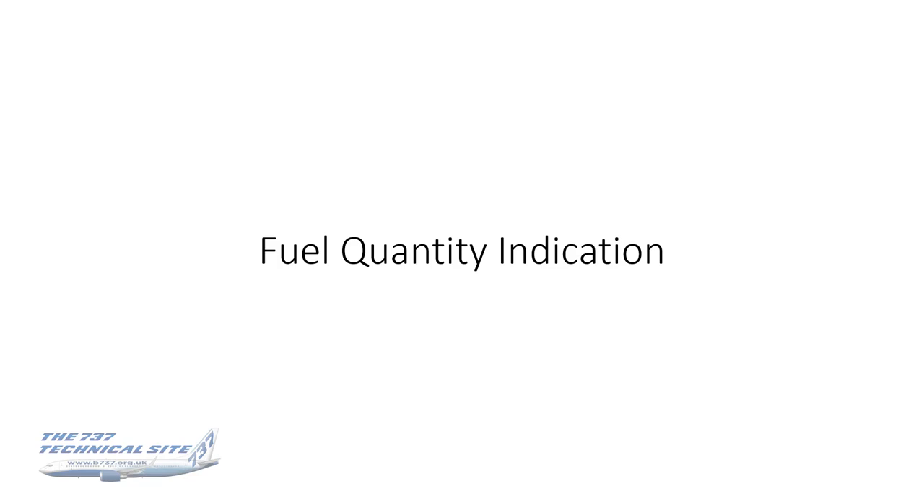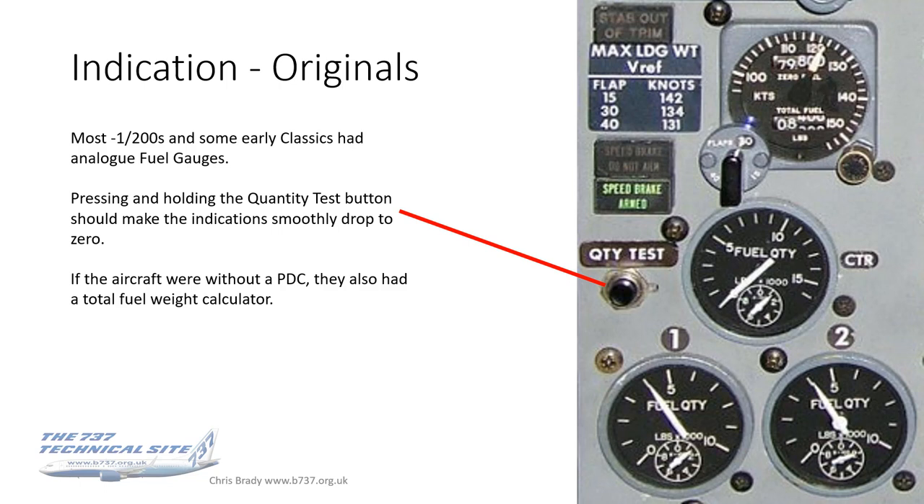The indication of that fuel quantity we get back here in the flight deck or out on the wing at the refueling panel, and this is what it looked like back in the beginning on the 100s and 200s, with analog fuel gauges. The early classics, certainly the early ones I flew, also had analog fuel gauges. You can press and hold the quantity test button if you wish. That will obviously do this on the ground, not in flight. That will make the indication smoothly drop down to zero.